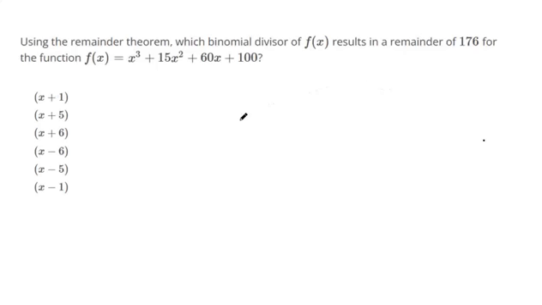Using the remainder theorem, which binomial divisor results in a remainder of 176 for this function? So basically, they're just asking you to divide this into this, and see what you get for a remainder. We're supposed to use the one with the remainder of 176. So this is in the section that has synthetic division.